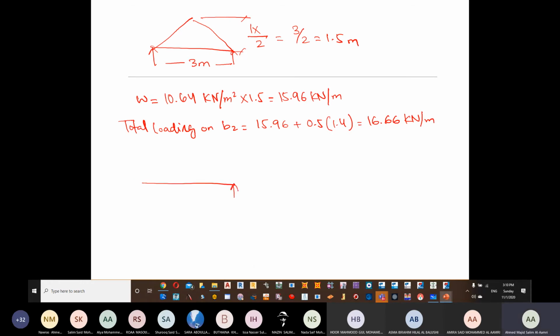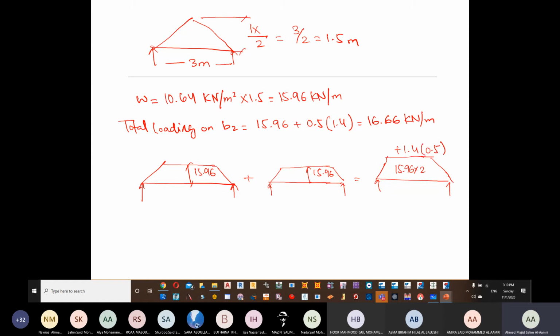Once again, a trapezoidal plus another trapezoidal are equal to one big trapezoid. Now if this one is 15.96 and this is 15.96, so this is going to be 15.96 multiplied by 2, plus we need to add 1.4 into 0.5. You shouldn't multiply the 1.4 into 0.5 two times because it's one beam only.